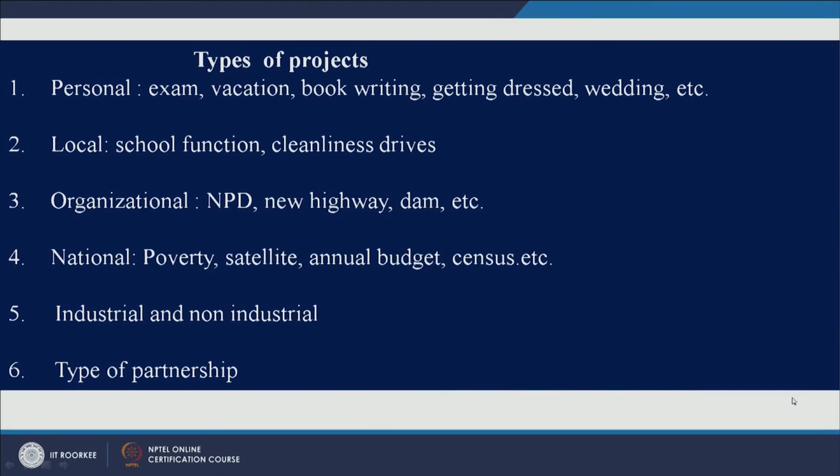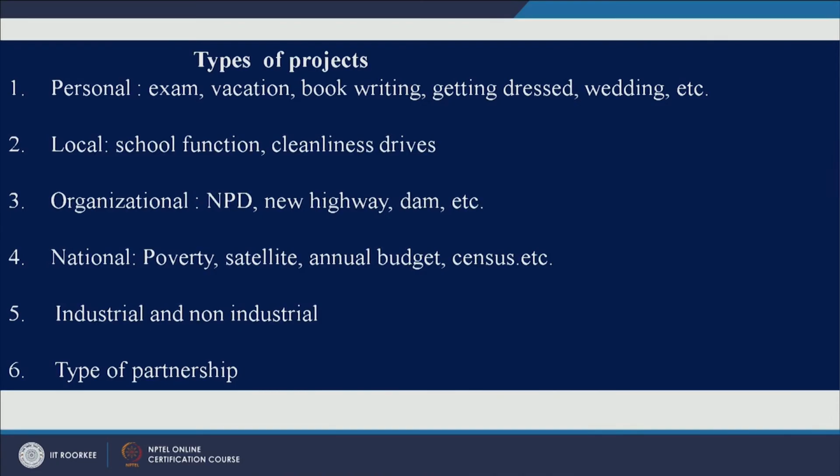Now, there are several types of projects and we can classify them on the basis of several criteria. So, you can have personal projects: writing a book, writing a research paper, planning a wedding, purchasing a house. All these are personal projects. You can have local projects also, for example, a school function, a cleanliness drive, a blood donation camp and so on.